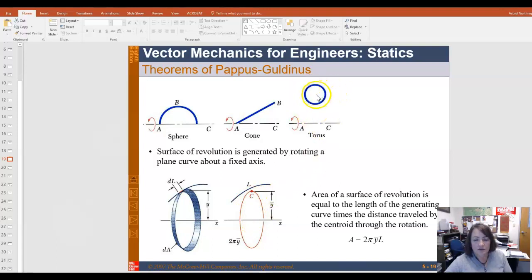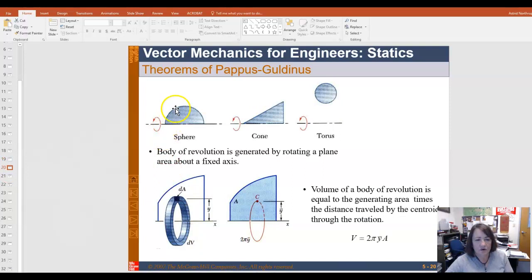So what that tells you, for example, is for the torus, if the centroid were right here, the y bar would be from here to here. So in other words, the y bar is from the centroid of the object to the axis of rotation. If you were to spin it about the other axis, you would use an x bar rather than a y bar. So in other words, to spin it about the x-axis, you use a y coordinate. If you were to spin it about the y-axis, you would use an x coordinate.